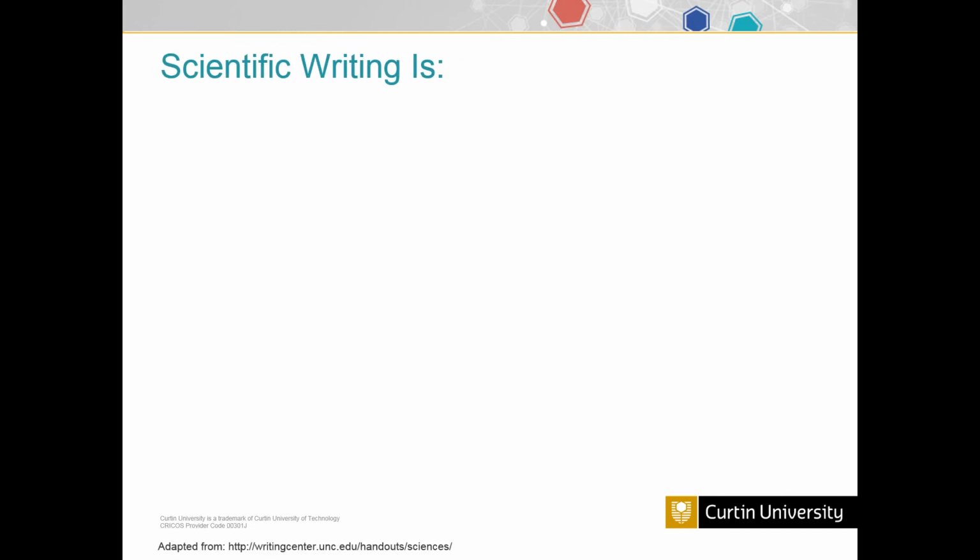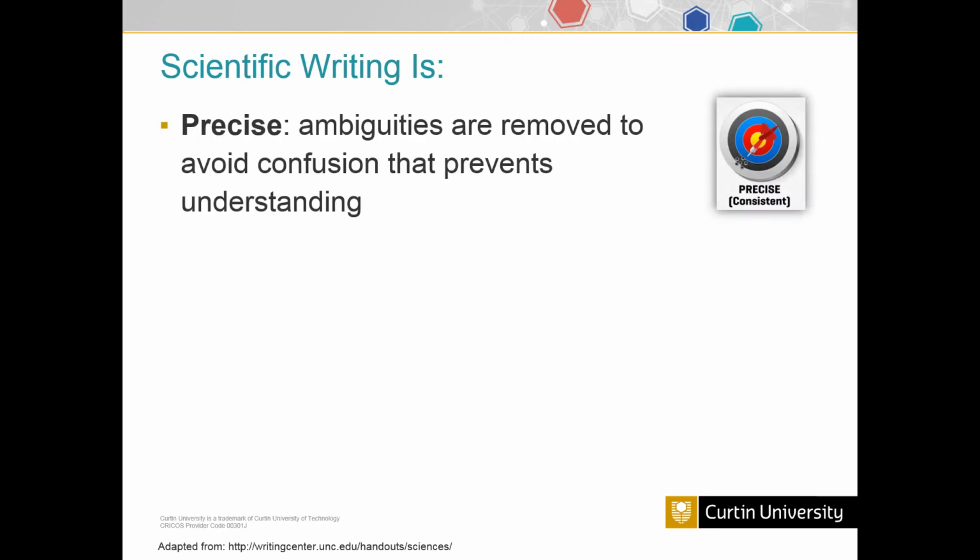As I mentioned, there are core elements of scientific writing that are not negotiable. The first is precision. Precision refers to the removal of any ambiguity that may cause confusion. It often means that the level of detail that is required in scientific writing might be greater than it is in other types of writing. Precision is particularly important when one is reporting any methodology.